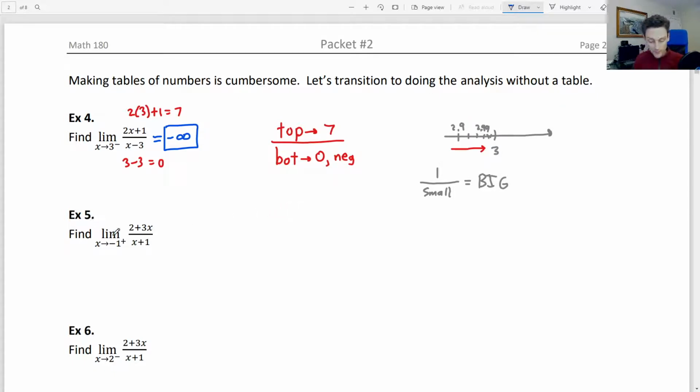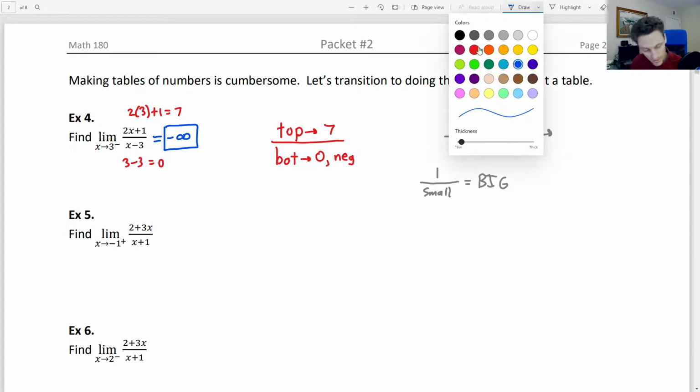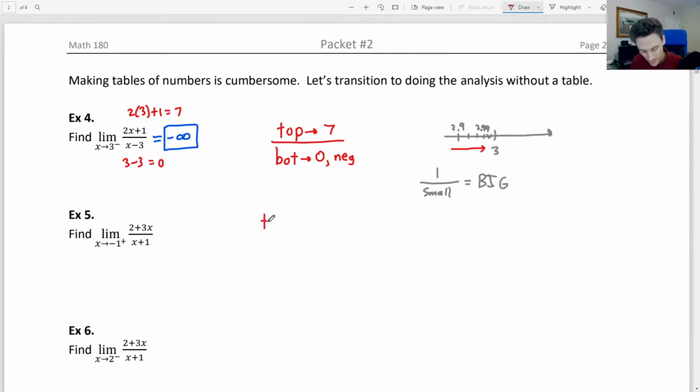So for example 5, we have the limit as x approaches negative 1 from the right. Another fraction, so 2 plus 3x over x plus 1. What are the top numbers approaching? By the way, bot just stands for bottom. So what are the top numbers approaching? If you said negative 1, that would be correct. Once again, you can plug in your destination of negative 1, and you'll get 2 plus 3 times negative 1, which is 2 plus negative 3, which is negative 1.